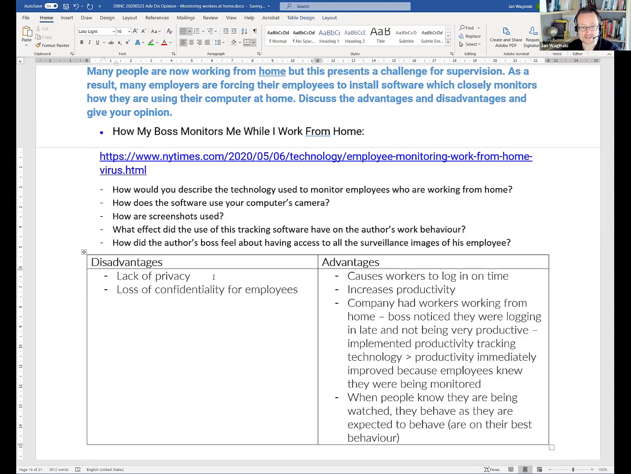How would you develop this idea? Do you need to develop this idea? Which idea? The loss of confidentiality, the loss of privacy. So my question is going to be, so what? Do you have privacy or confidentiality when you're in an office? No, you don't.